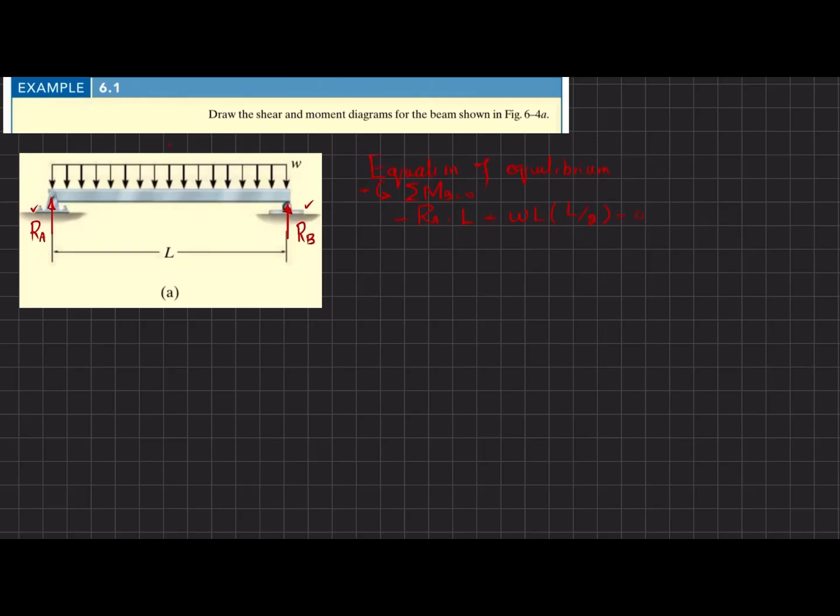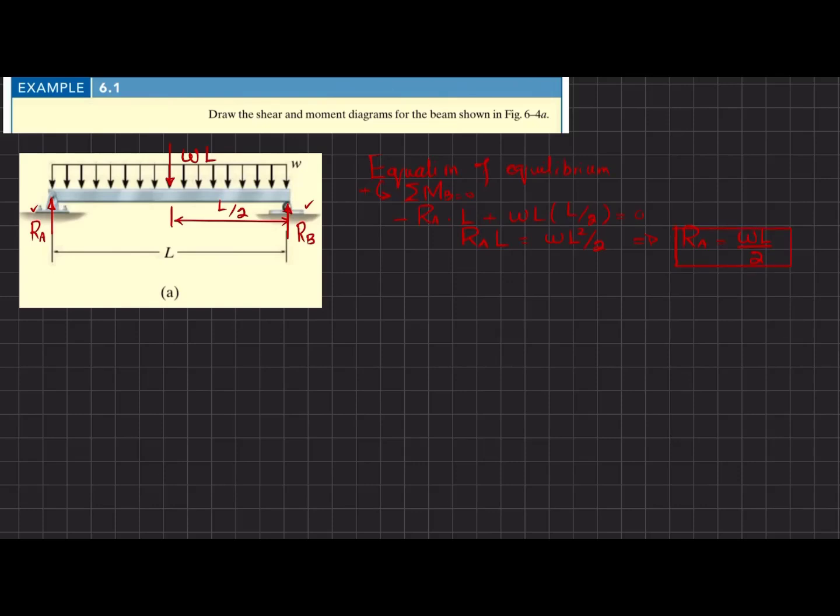I will also show this distributed load when converted into a point load. It will be w into L, and that will be at L by 2. Now if you solve this, you will get RA into L is equal to wL square over 2. So from here you will get RA equal to wL over 2. So this is your reaction force at point A.